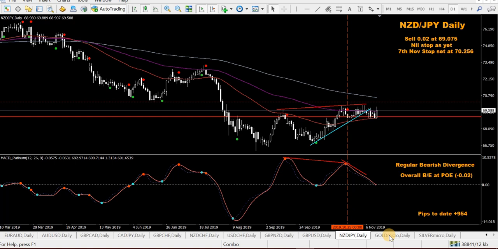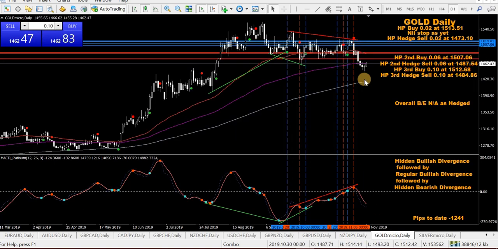Now to my favourite metal, gold. Not. It's sarcasm if you didn't pick that up. I'm hedged at the moment, which is good because I've just got to reassess. I've been stuffed around. I've lost a lot of pips on this and it's not been kind to me. The good thing, if there is a good thing, is these trades are all pretty close. So I've got 3 buys and 3 sells.